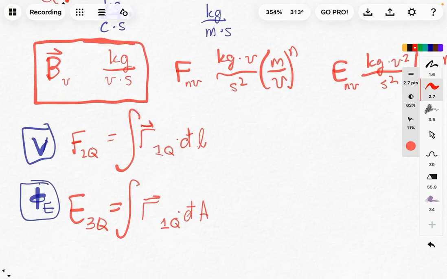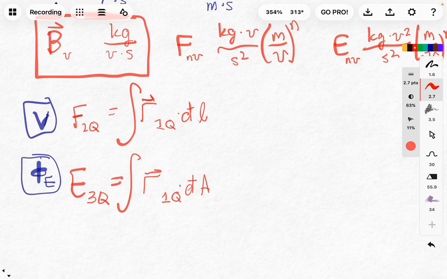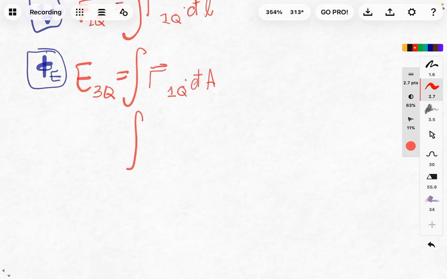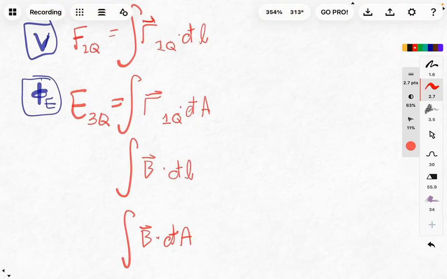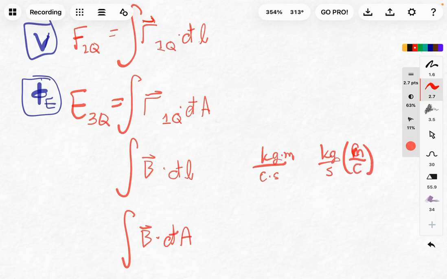Now let's finally look at the magnetic field. So we'll be looking at the magnetic field integrated by length, the magnetic field integrated by area. Remember, the magnetic field is kilograms per coulomb second, so actually we don't really need to change the color. Kilograms by coulomb seconds times meters, we get kilograms per second, meters per coulomb. Sorry for the messy writing, but as defined before, that should be a 0Q, by the way.